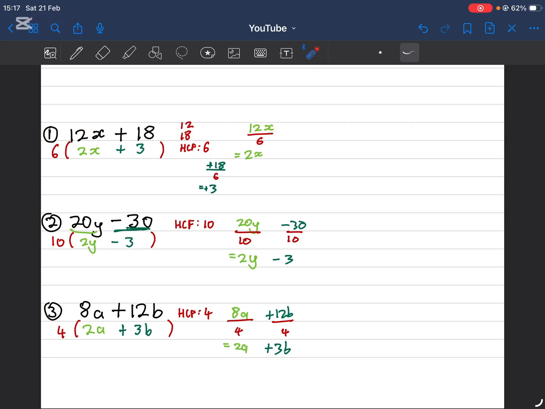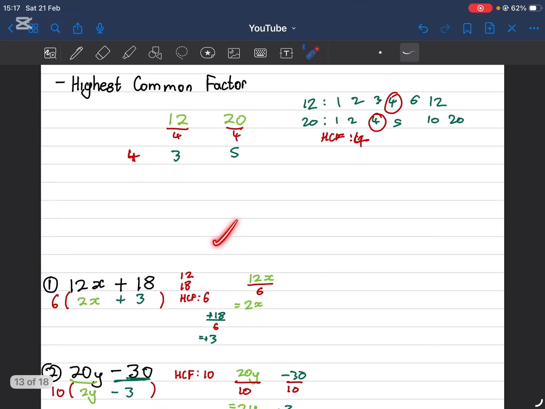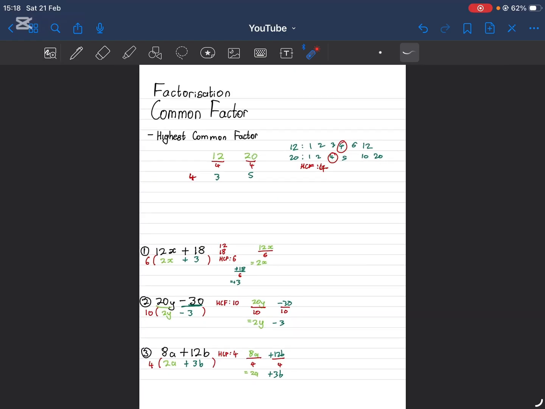In fact, no matter what method of factorization you plan to do on any question, always start with the highest common factor. Even if you know it's a trinomial, check if there's a highest common factor, and if there is, pull it out and factorize it first and then do your trinomial. It really helps sometimes. So always do highest common factor first.